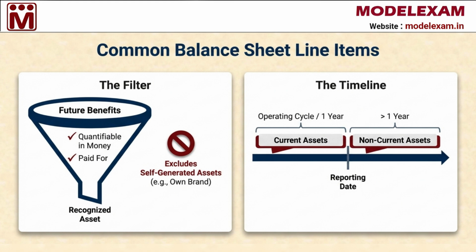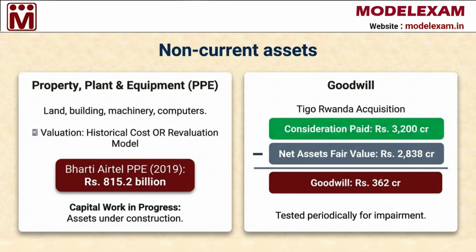If the asset provides benefits within one operating cycle or 1 year, it is a current asset. If the benefit lasts for greater than 1 year, it is a non-current asset. Let us look at non-current assets. The first major category is property, plant, and equipment or PPE. This includes physical items like land, building, machinery, and computers. These are usually valued at historical cost.